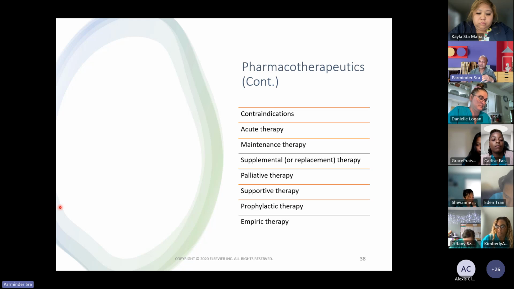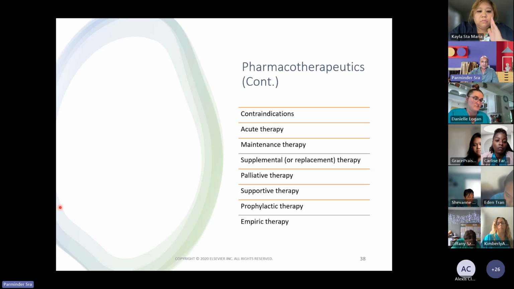Supplemental or replacement. Supplemental means the patient does not have enough of something and you are giving additional support to fill up that gap. Replacement is when they don't have it or have very little and you're giving it from outside, like when people have hypothyroidism and you're giving them levothyroxine.